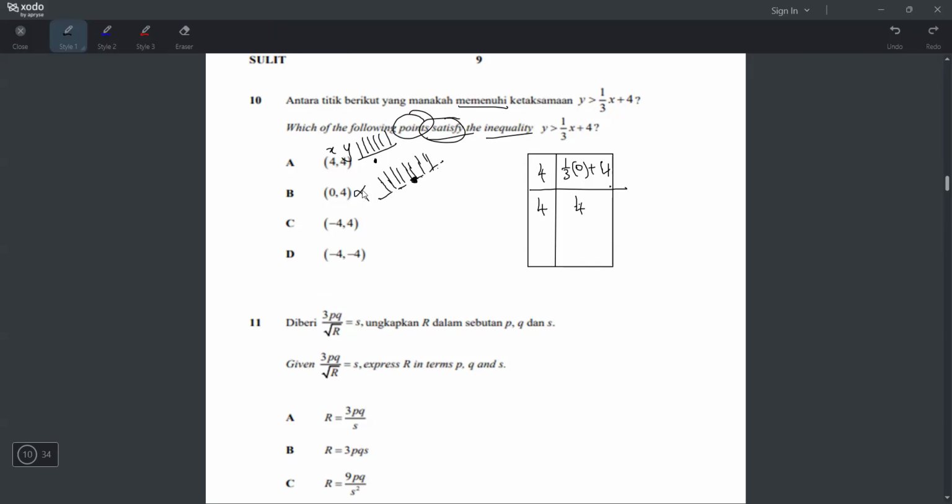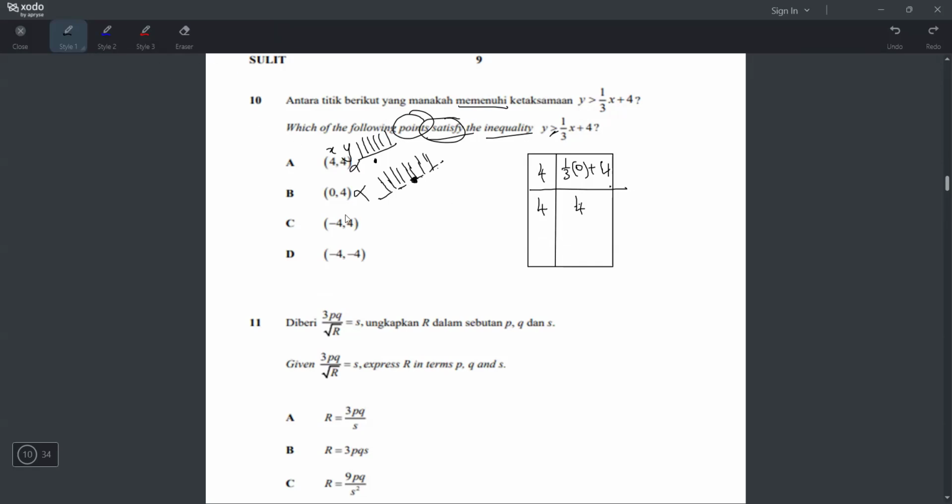B does not satisfy. But if it's a solid line, if I add the line like this, then this one satisfies already, because 4 is bigger or equal to 4. It means it can be equal to 4 also. But since this one is a dash line, that's why B is wrong. So A is wrong, B is also wrong. Let's try with C now.